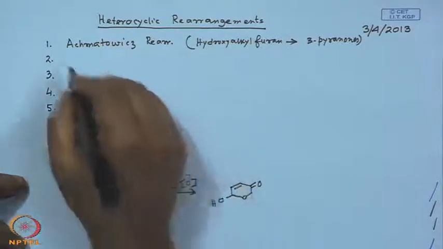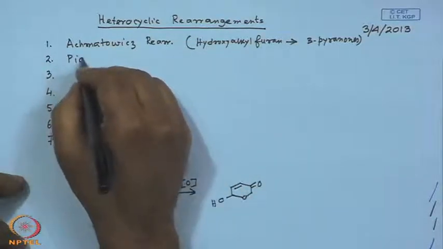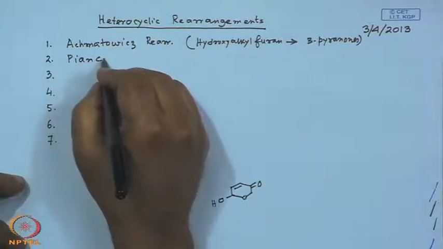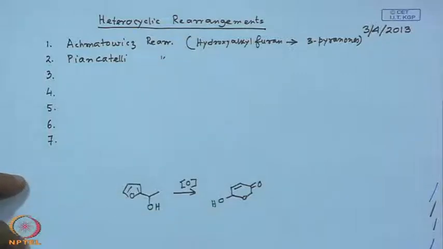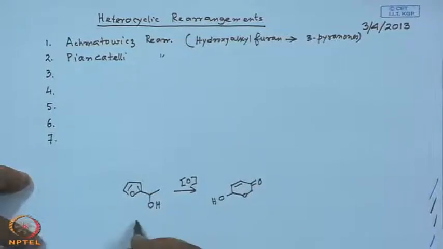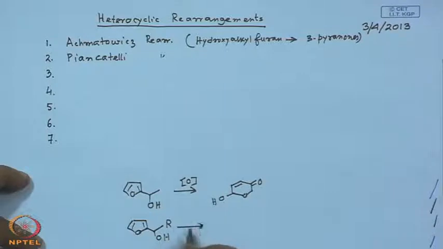Today we will be talking about a very similar reaction. This is known as the Piancatelli rearrangement. The Piancatelli rearrangement is very similar to the Achmatowicz reaction. We will see, maybe we can write here. It is something like this, quite similar though. Let us say you have R up here, and in the presence of acid, dilute acid of course. Anybody knows what the product is?